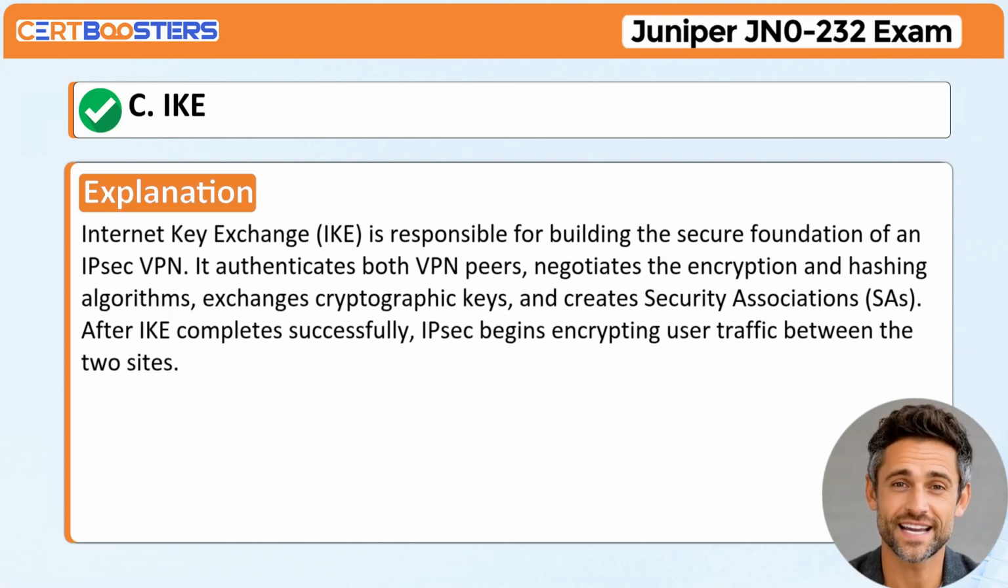Correct answer: C. IKE. Explanation. Internet Key Exchange, IKE, is responsible for building the secure foundation of an IPsec VPN. It authenticates both VPN peers, negotiates the encryption and hashing algorithms, exchanges cryptographic keys, and creates security associations, SAs. After IKE completes successfully, IPsec begins encrypting user traffic between the two sites.